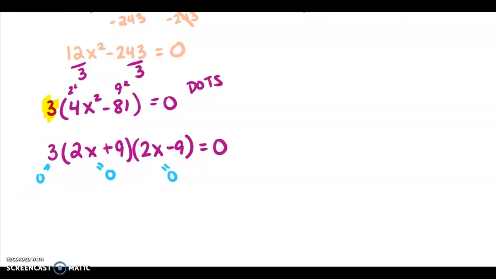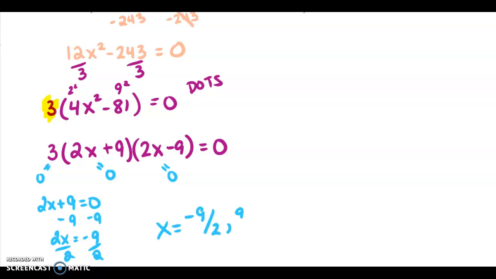And this is going to give me, if you want me to actually go through and show the work, I'm going to be subtracting over 9 and then dividing by 2. So I'm going to end up getting a negative 9/2 and a positive 9/2 as my answers.